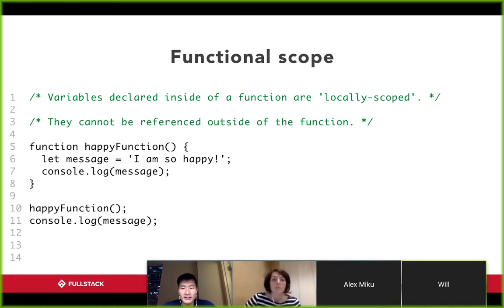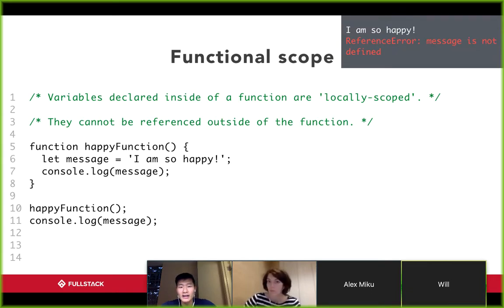Notice how on line 10, we're running happy function. On line 11, we're console.logging out message. And notice how on the first time we run happy function, we console log out I am so happy. But on line 11, when we try to console log out message, we get a reference error saying, hey, there's no variable called message.